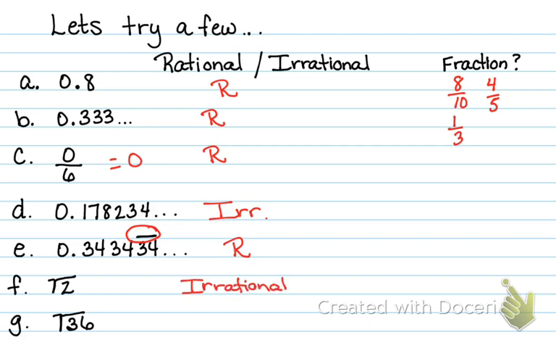Now, on the opposite spectrum, the square root of 36. 36 is a perfect square. What number times itself will give me 36? Well, 6 times 6. So I know that the square root of 36, which is the opposite of something being squared, is 6. And 6 can be written as a fraction, 6 over 1. And we know if it can be written as a fraction, it is rational.